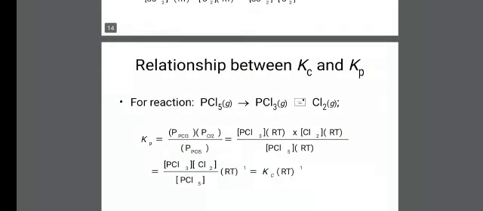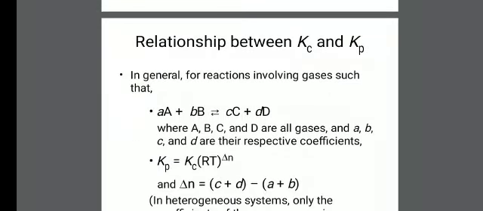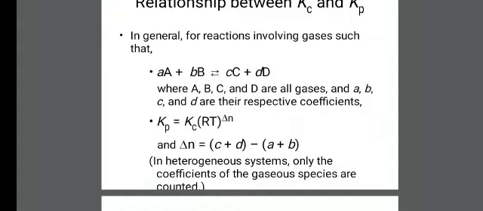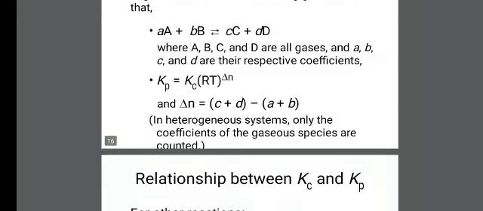Relationship between Kc and Kp. In general, for a reaction involving gases, this is the product side and the right-hand side is the reactant, where A, B, C, D are all gases and a, b, c, d are their respective coefficients. The relationship between Kp and Kc is Kp equals Kc (RT) to the power delta n, the change in the number of moles. Delta n is the coefficient of products minus the coefficient of reactants. In a heterogeneous system, only the coefficients of gaseous species are counted.